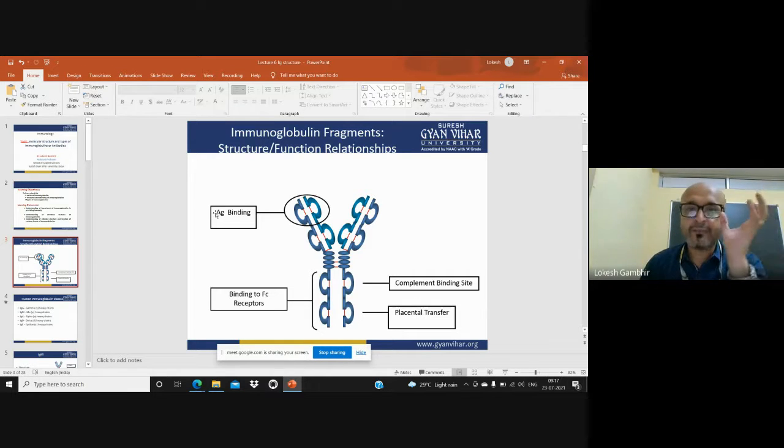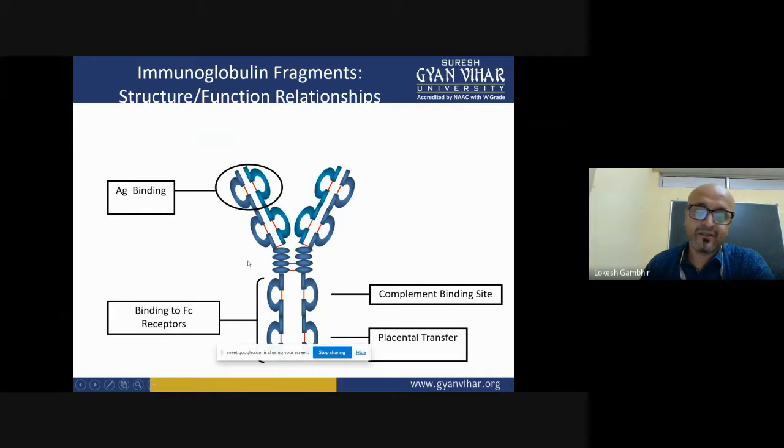So just to recapitulate, just to bring back the previous lecture's memory, what we had discussed is this particular slide. In a nutshell, there are 4 chains constituting the immunoglobulins. 2 are heavy and 2 are light. And then we have 4 domains in the heavy chain and 2 domains in the light chain.